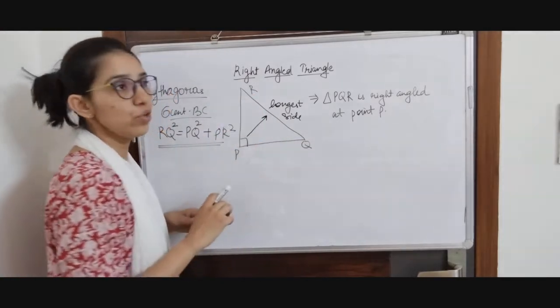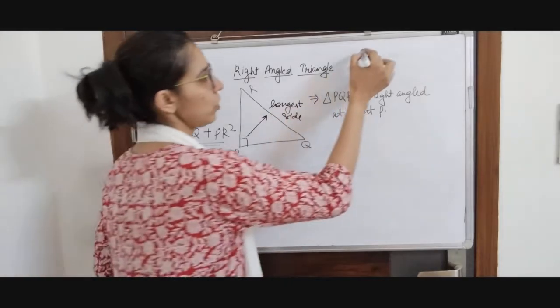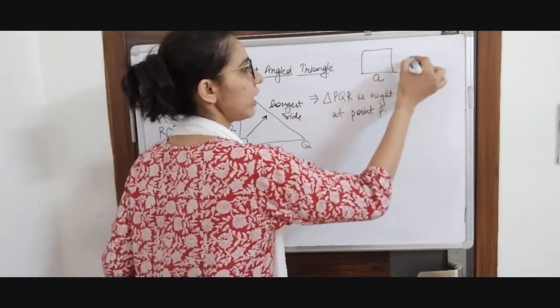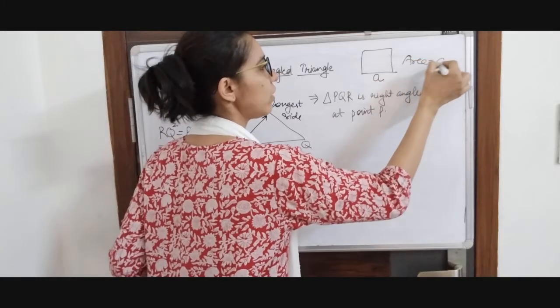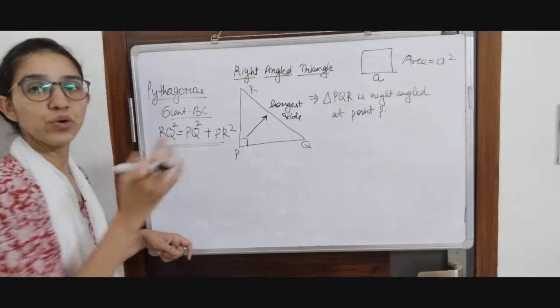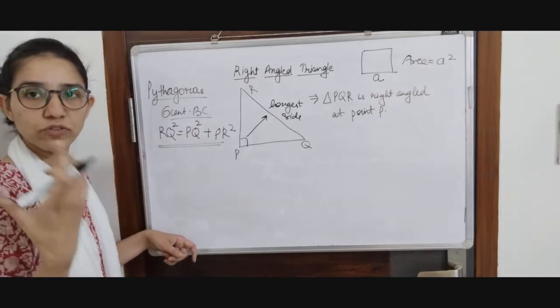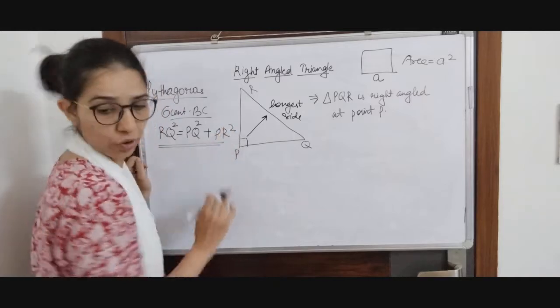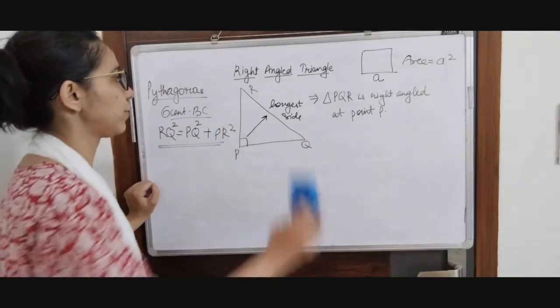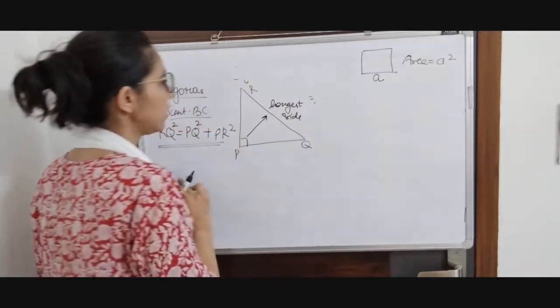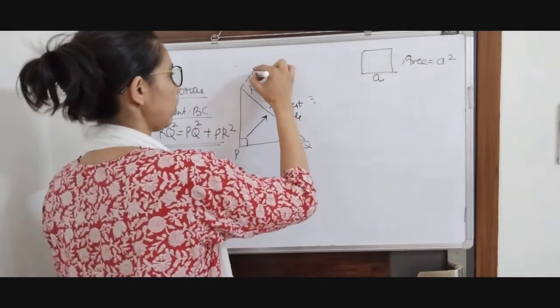RQ square is the square of this side. You know the formula for a square: if a square has a side A, the area of the square is A square. So if we take RQ as a side of a square and draw a square over here, suppose it is like this.